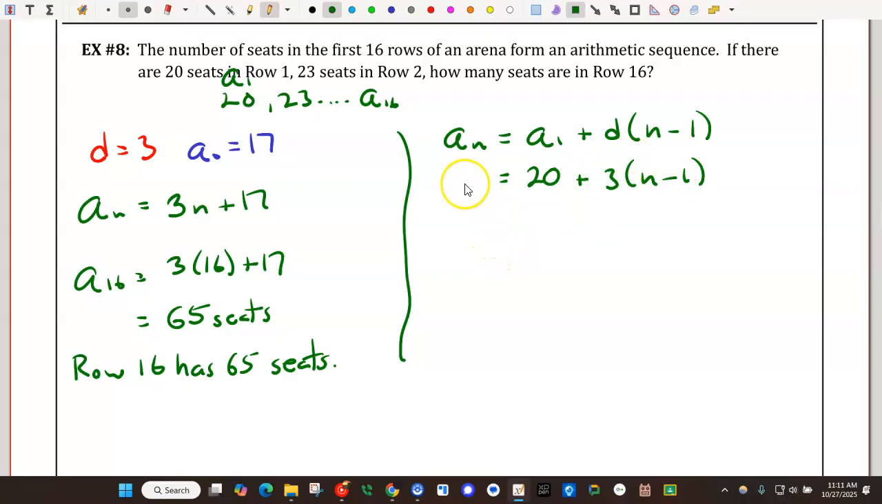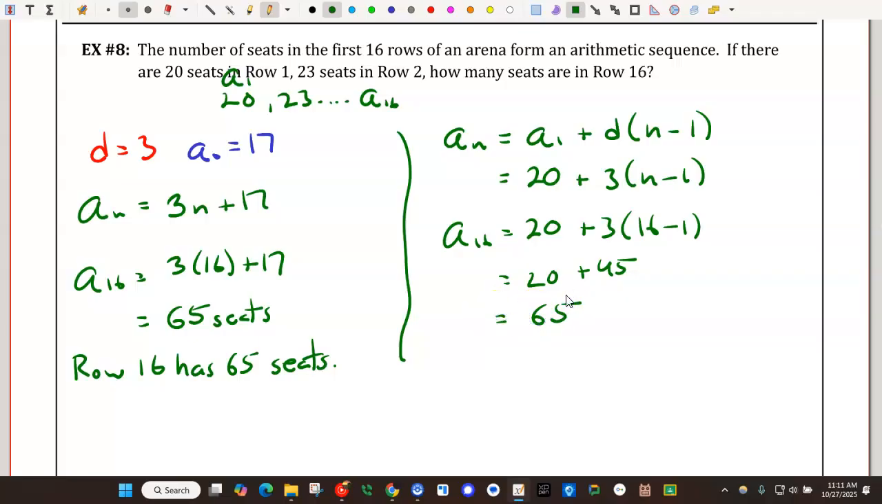3 times n minus 1, and this would be a more general formula, right? And then we can find a sub 16, which would just be 20 plus 3 times 16 minus 1, which is 20 plus 45, which is 65. So you get the same answer regardless. If I use a sub 2, which is 23, I could plug in 23 here and 2 here instead of n minus 1, n minus 2. It'd give you the same exact answer.